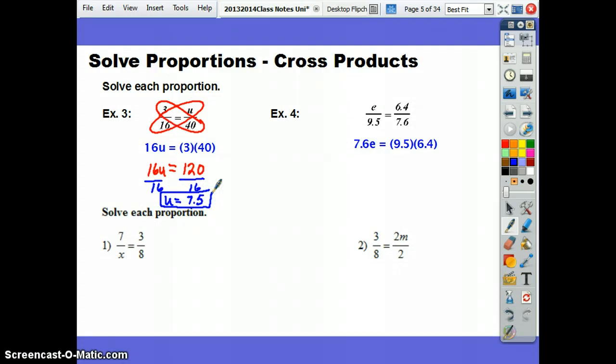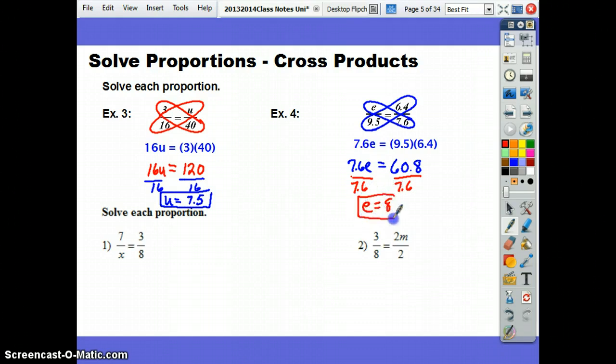Example 4. Again, we're using our cross products, 7.6 times e and 9.5 times 6.4. I think that equals 60.8. I'll divide by 7.6 on each side, and I end up with e equals 8. Okay, now here are some proportions to solve.